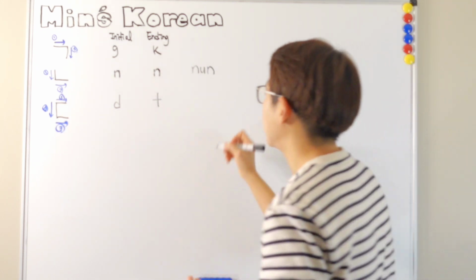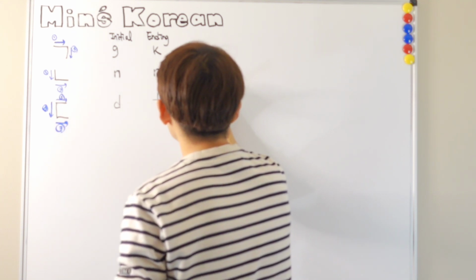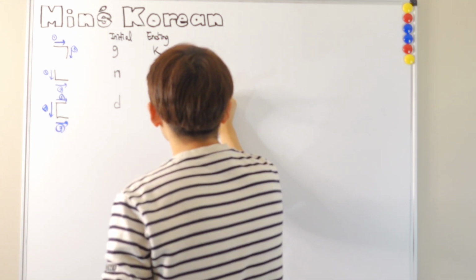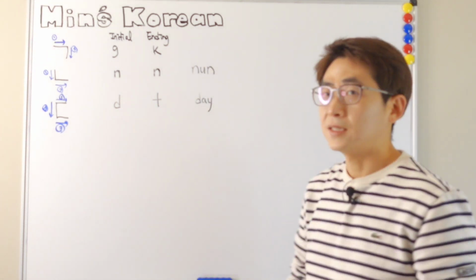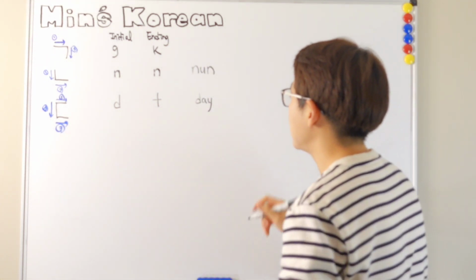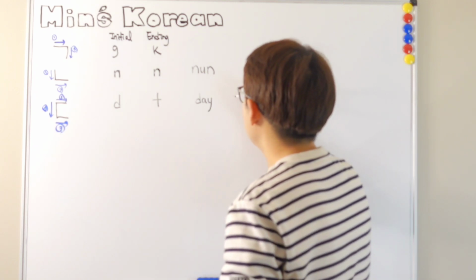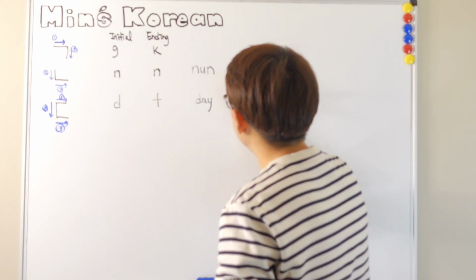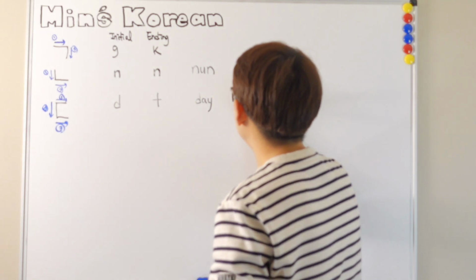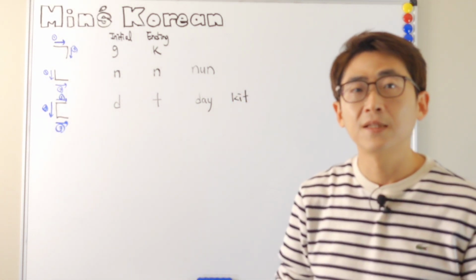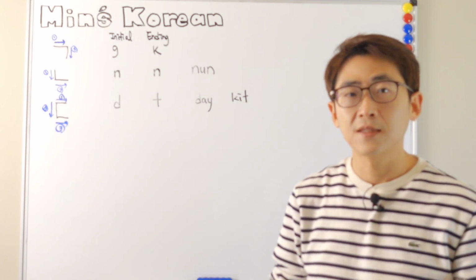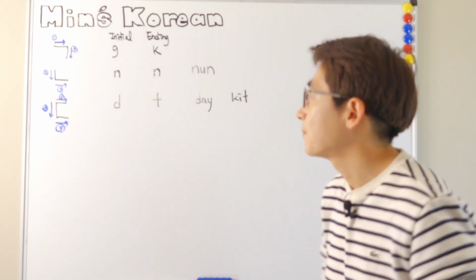Let me give you an example. So the initial sound would be this one, they. However, when it's used as an ending consonant, it's this one. Kit. Okay, that t sound.